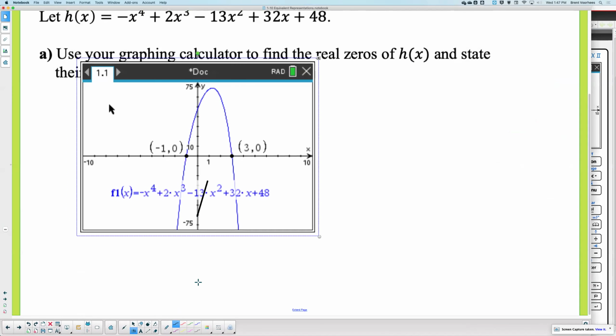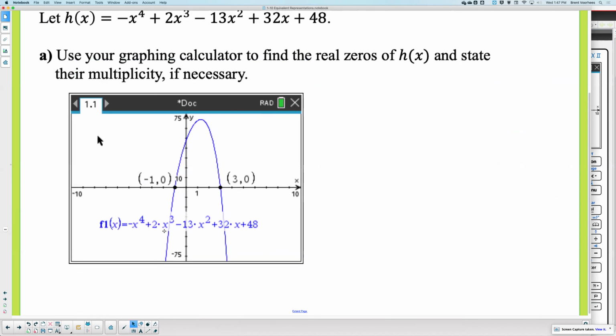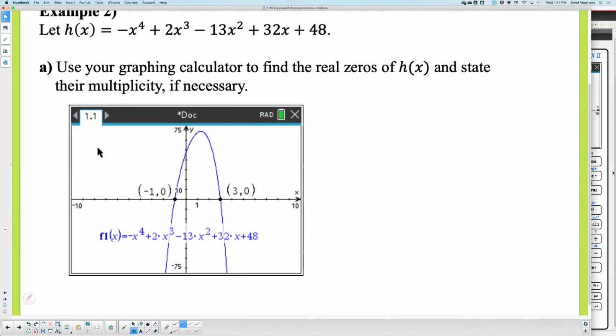So the reason I'm using the word real, I'm about to talk about in a moment. Let's write these down here. We have 2 real zeros. The zeros occur at x equals -1 and +3.